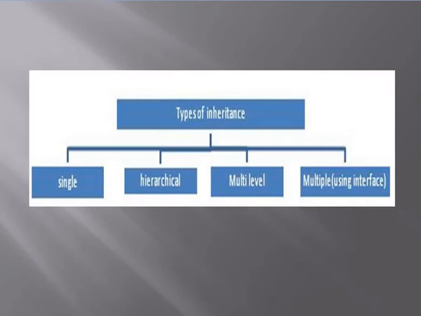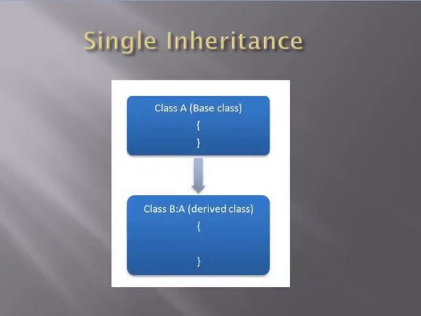These are the types of inheritance in C Sharp: single, hierarchical, multi-level, and multiple. The inheritance concept is based on a base class and a derived class. Let us see one by one. This is the type of single inheritance. There is one base class and one derived class. Let's see how we can do this in programming.